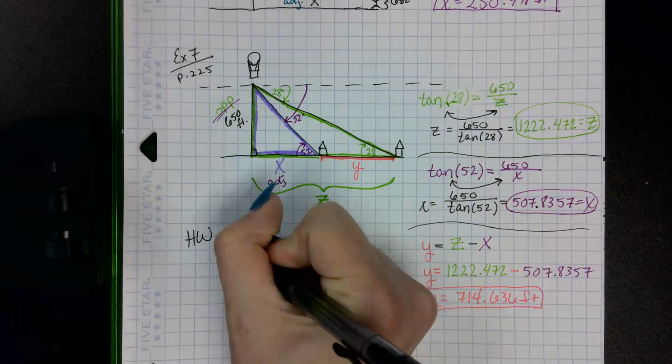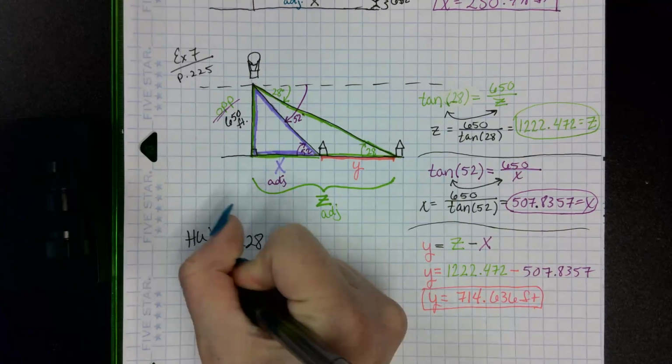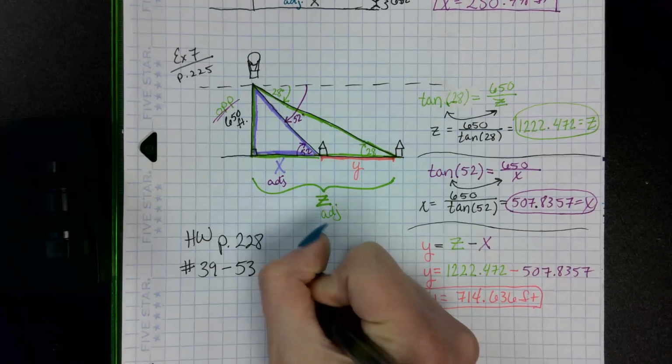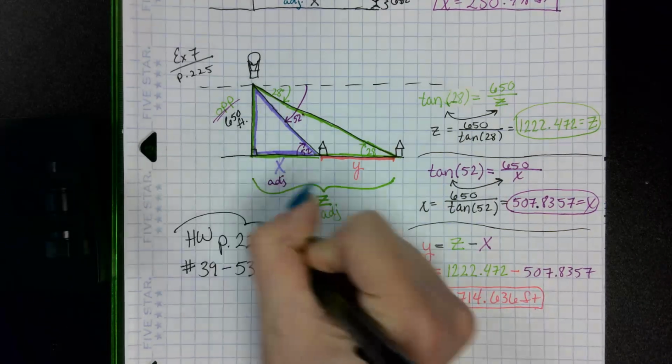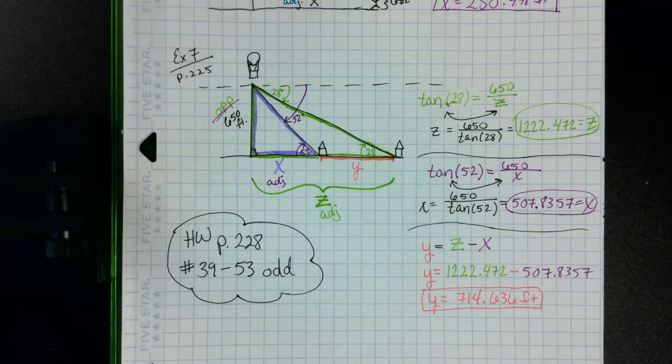So your practice for today is page 228, questions 39 through 53 odd. Four of them are word problems. The rest of them are not. And you have a homework quiz tomorrow.